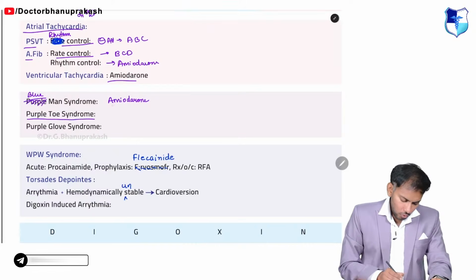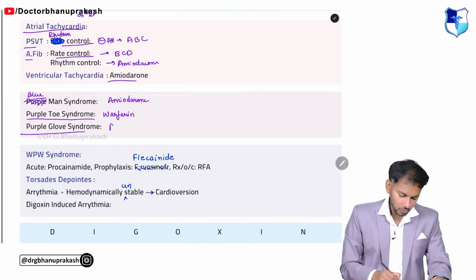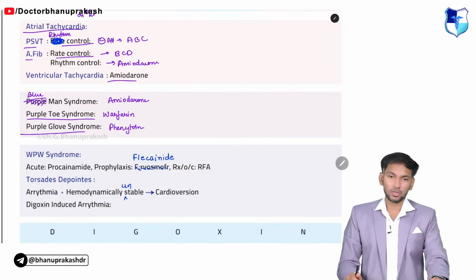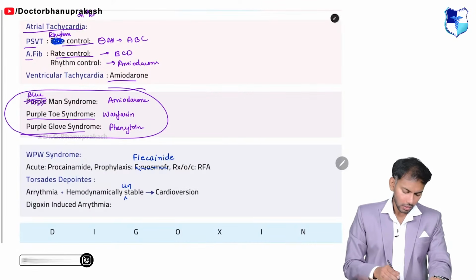Yes, purple toe syndrome is caused by warfarin. Purple glove syndrome is caused by phenytoin. Okay, these are the important things about the colors.